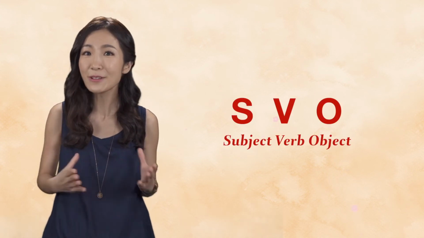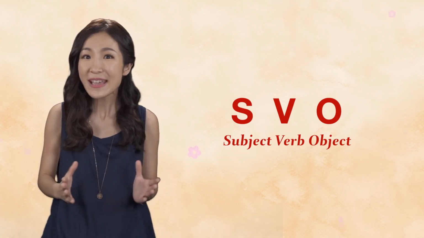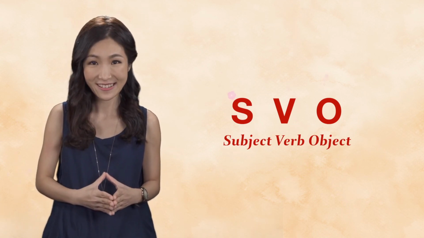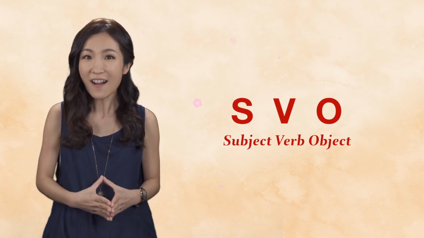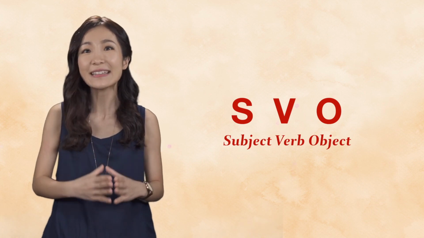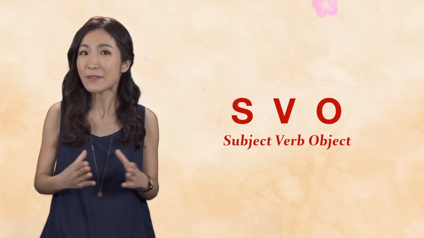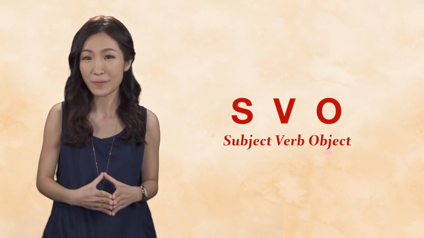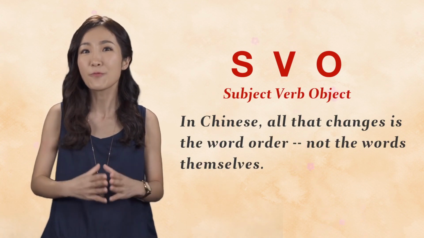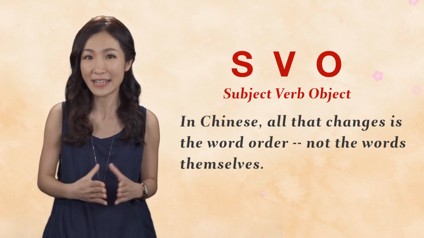Of course, as we learned in step 3, Chinese words themselves don't change based on whether they are the subject or the object. That's why the 我 in the sentences above is always just 我, unlike in English, where I is the subject form and me is the object form. In Chinese, all that changes is the word order, not the words themselves. Chinese is really simpler than English in some ways.